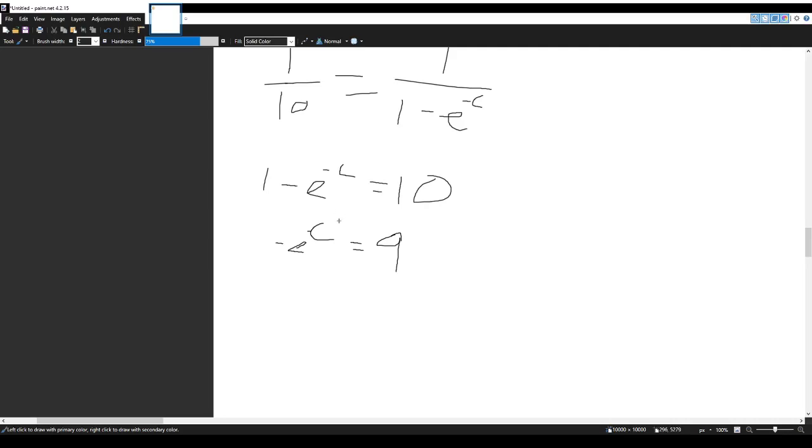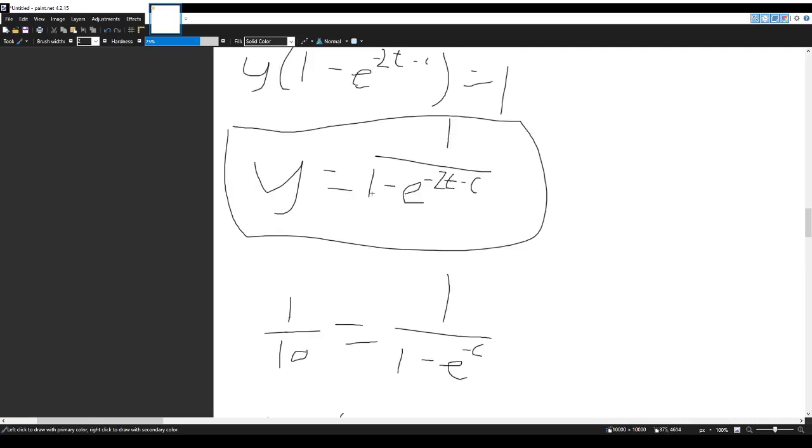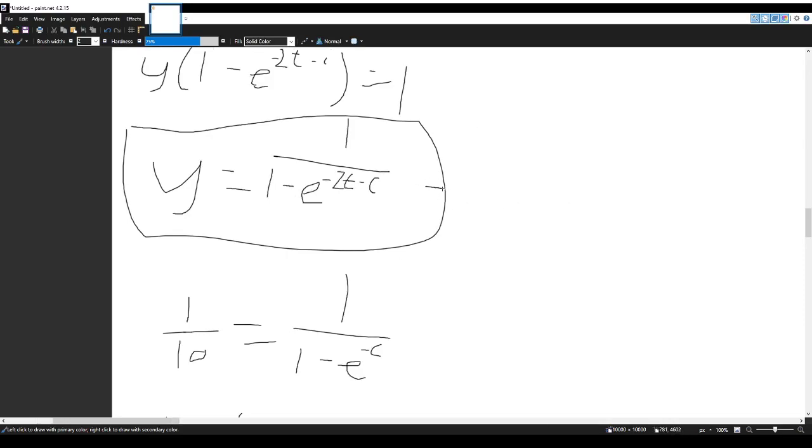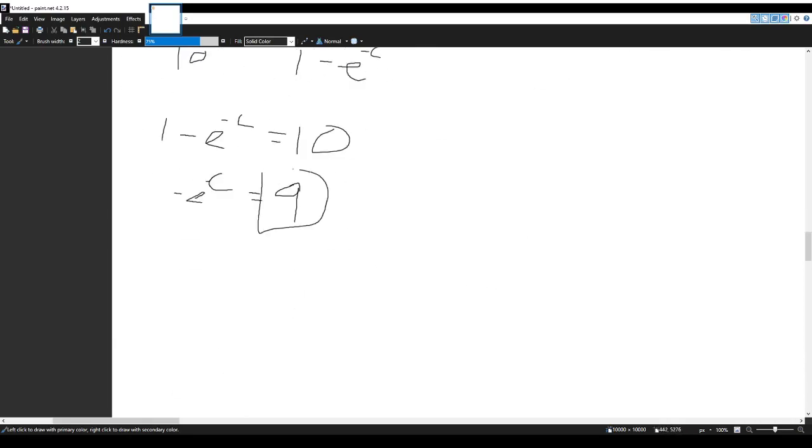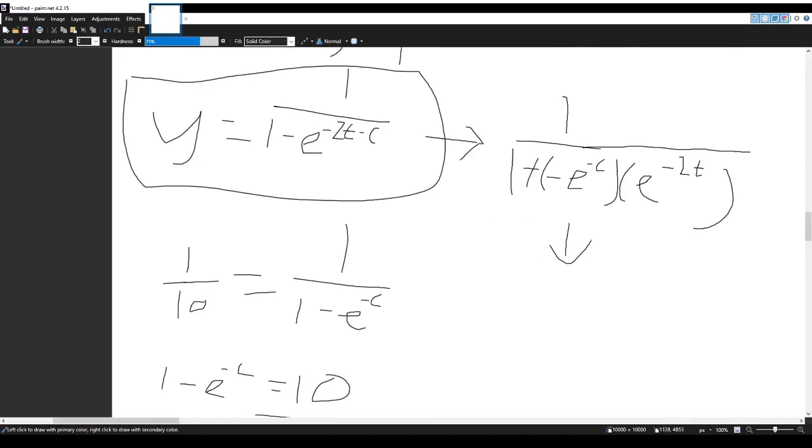We don't actually have to solve for c itself because we can rewrite our equation as 1 over 1 plus negative e to the negative c times e to the negative 2t. Extend that fraction bar, right? Because again, property of exponents. And if we solve for negative e to the negative c, that's enough. We can just substitute it right in there, and we already have it, it's just 9, which worked out pretty simple, surprisingly.